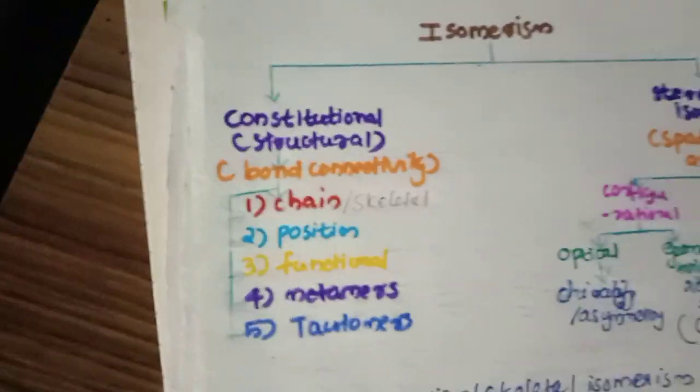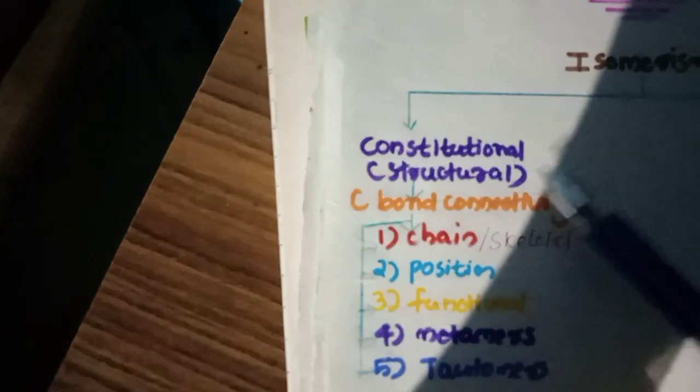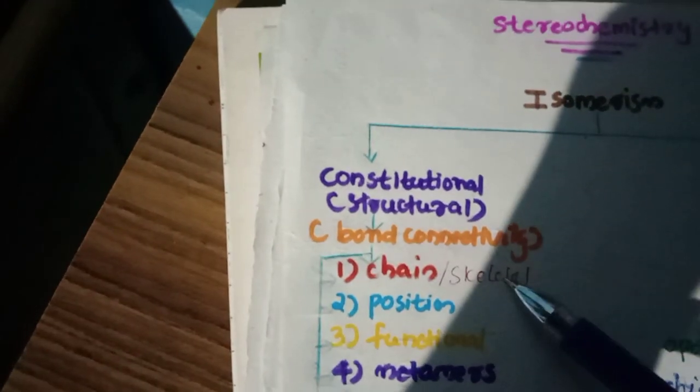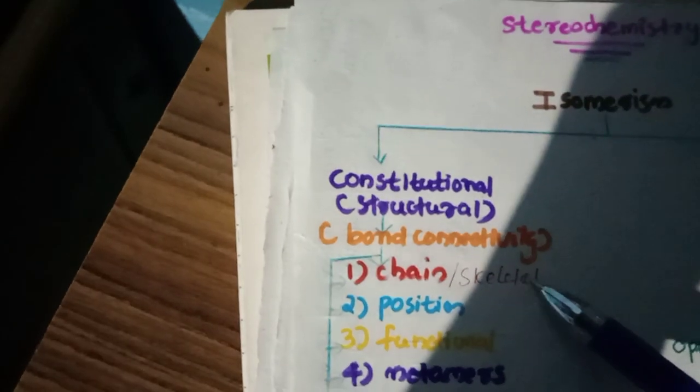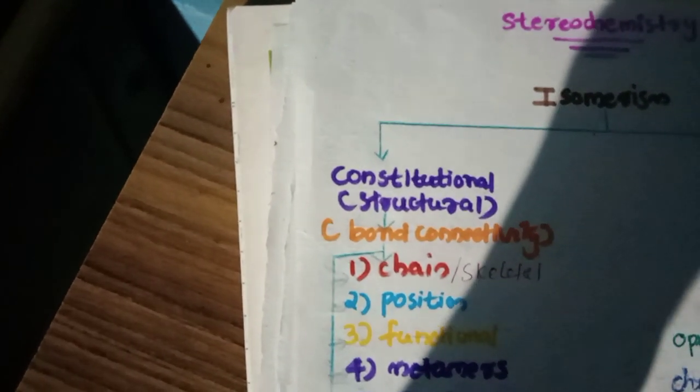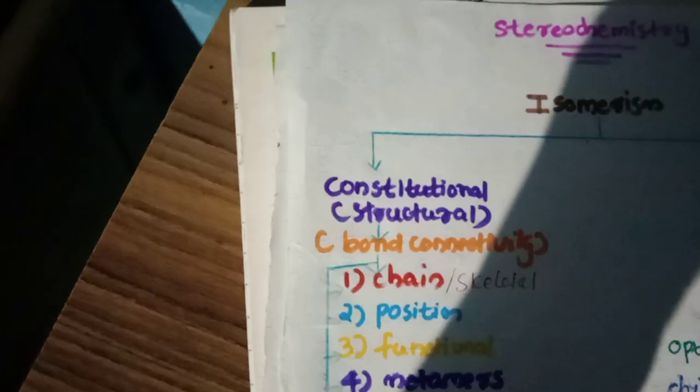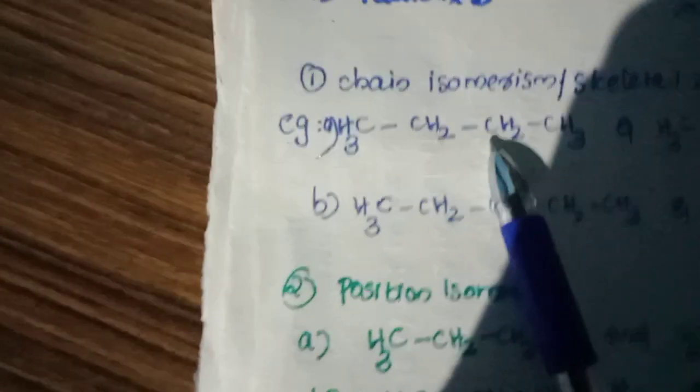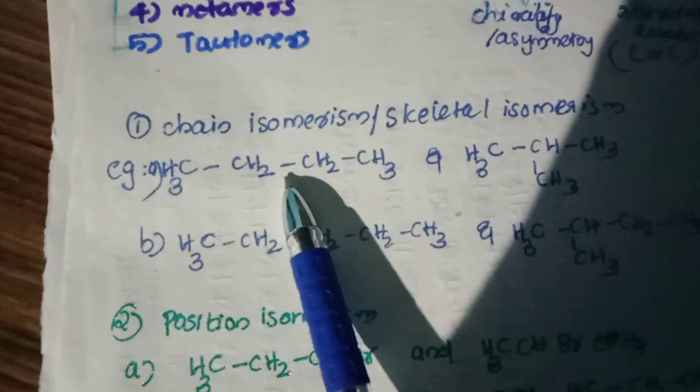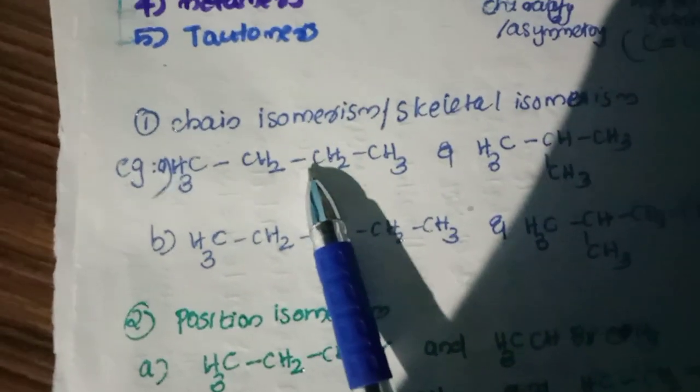So in structural isomers, the first one is chain isomerism. The chain isomerism or skeletal isomerism arises due to the... see, this is an example of chain isomerism. Here this is butane.